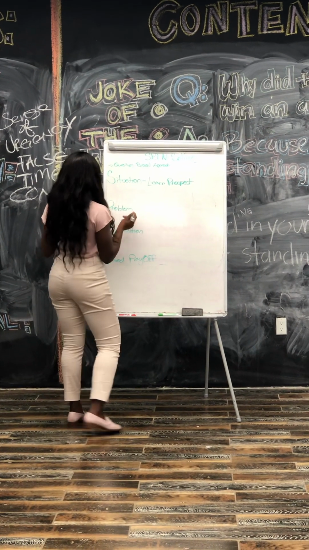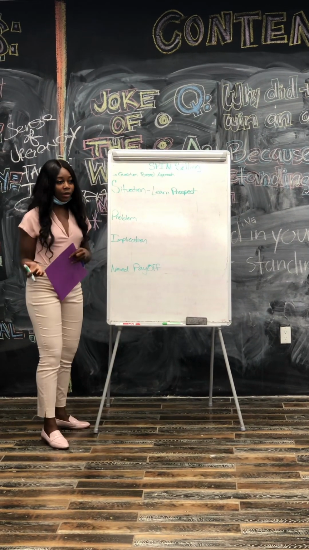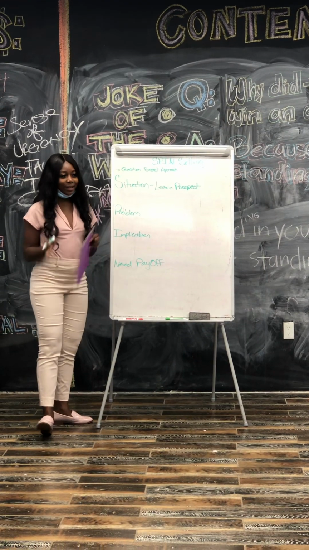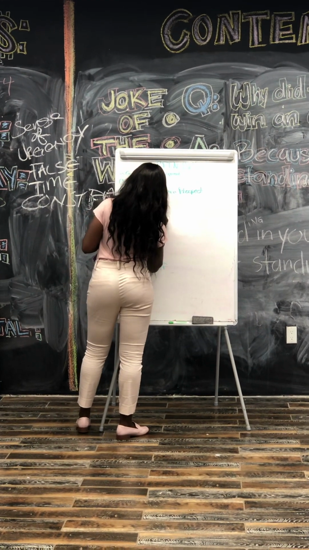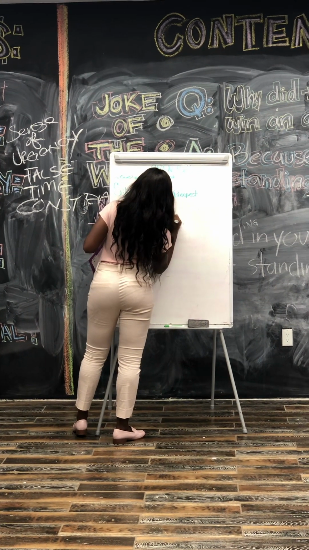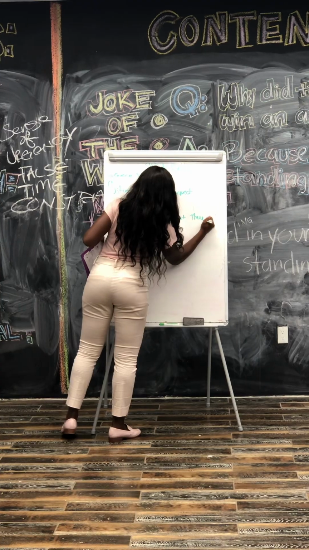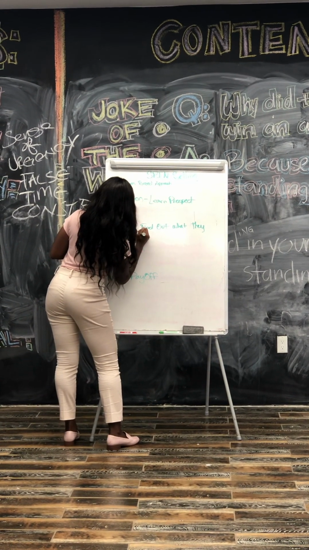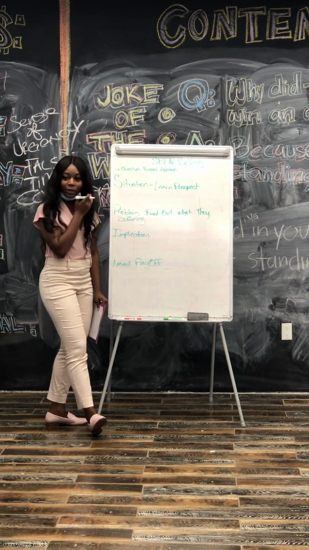The next one is the problem. You want to find out what they're suffering from, AKA pain points. We need the pain points in this stage. Find out what they are suffering from, because we all know they're suffering from something. That's why we get all the objections that we get.